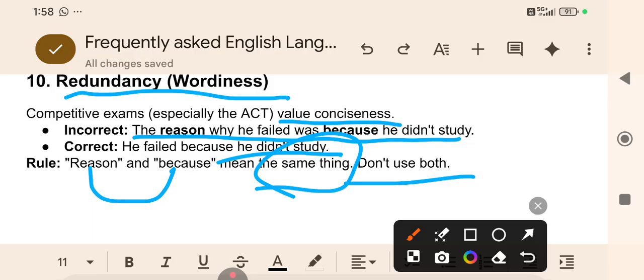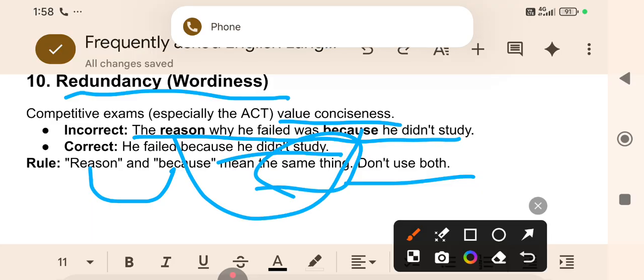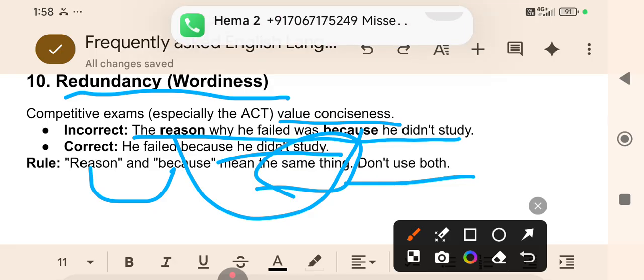So that is redundancy. Sometimes we use two same things in a sentence. So that is why, the reason why I failed was because, no, reason and because are the same. So that is why we don't use it.